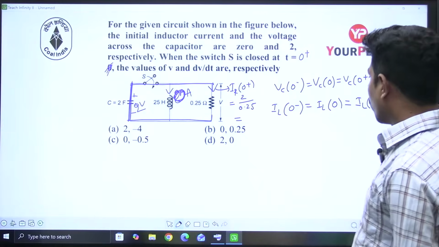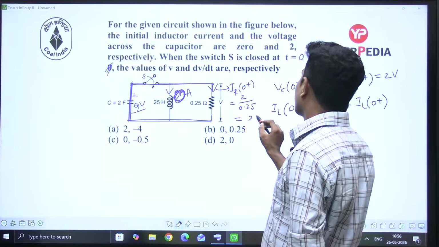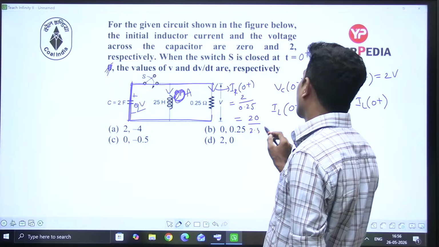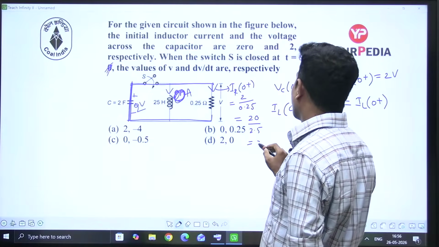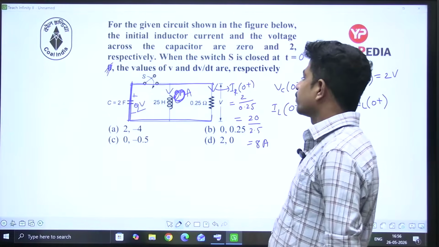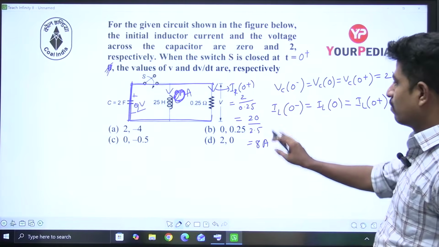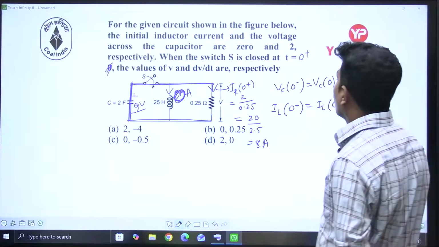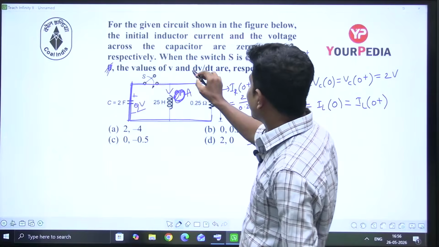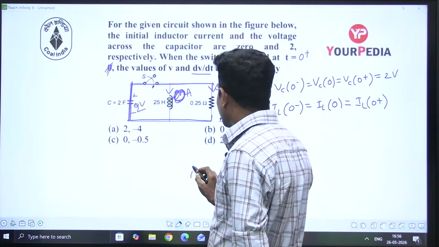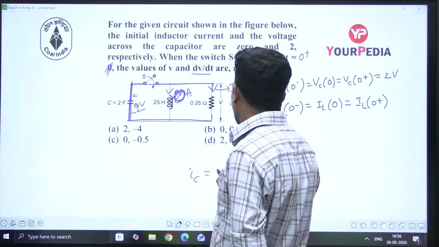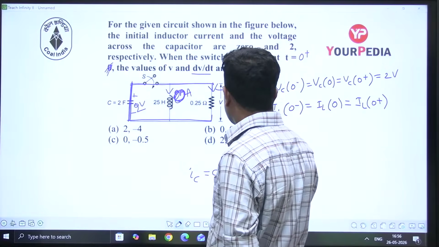20 divided by 2.5 is 8 amperes. This current is 8 amperes. I just found that current. Now, what is being asked? dV by dt. If you want dV by dt, from IC you will get IC is equal to C dVc by dt.